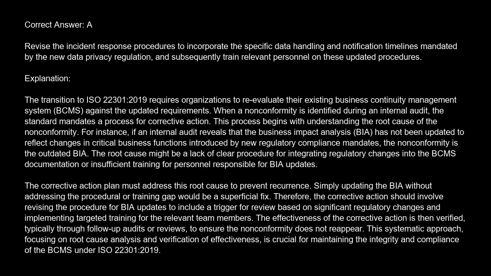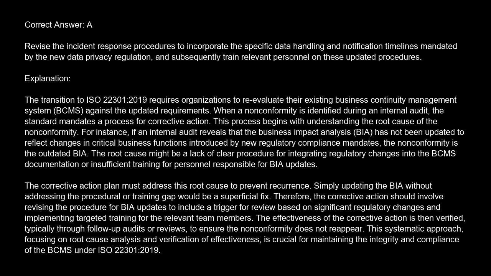Correct answer is A. Revise the incident response procedures to incorporate the specific data handling and notification timelines mandated by the new data privacy regulation, and subsequently train relevant personnel on these updated procedures. Explanation: the transition to ISO 22301:2019 requires organizations to reevaluate their existing business continuity management system, BCMS, against the updated requirements. When a nonconformity is identified during an internal audit, the standard mandates a process for corrective action. This process begins with understanding the root cause of the nonconformity.